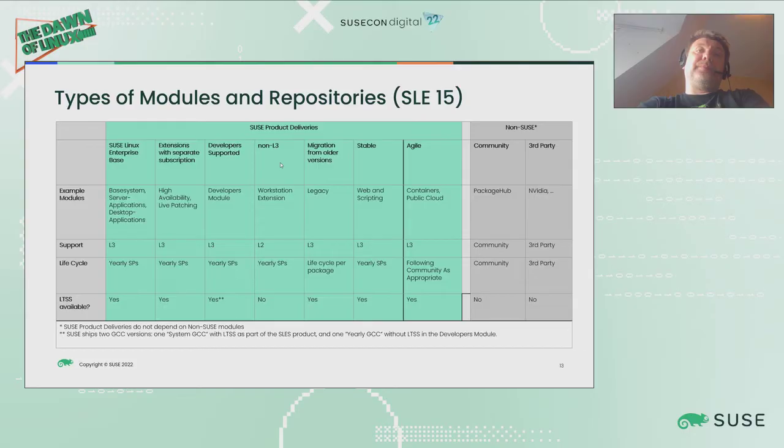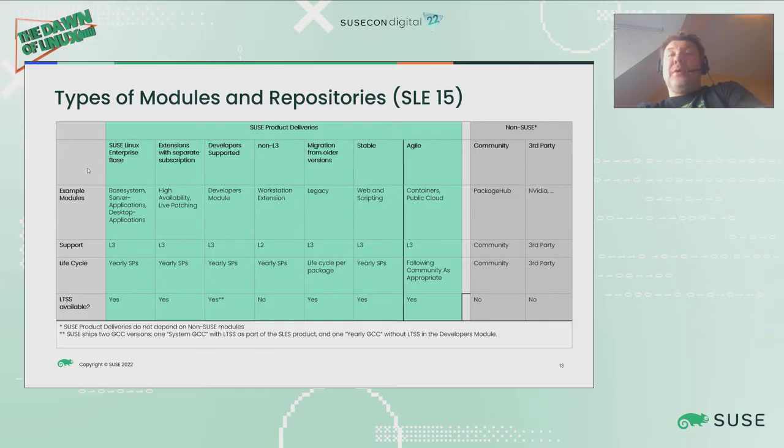Let's move on. Here you can see additional information about modules, and the most important parameters of modules added to this table. First, it's support. As you can see, most of our modules get L3 support, but some are only at L2. Second, we have lifecycle. Most of our modules follow the service pack cadence, but some are different.